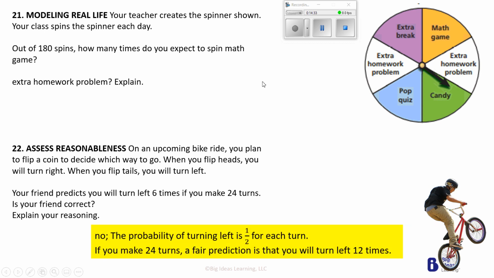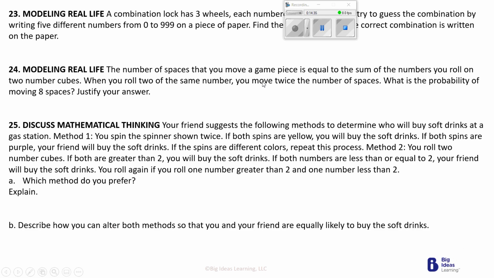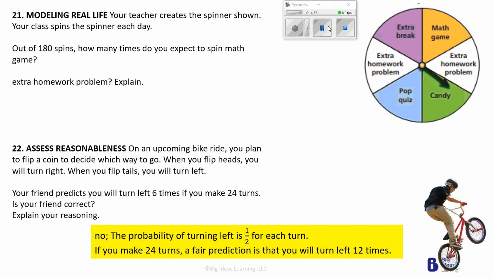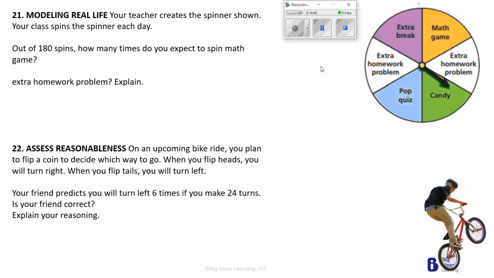Seem to be missing something here. Let me get this fixed. All right. So I had to fix that. And it was correct, 30 times. And 30 times, that's 1 out of 6 times, right? 1 out of 6 times 180. That's 180 divided by 6.